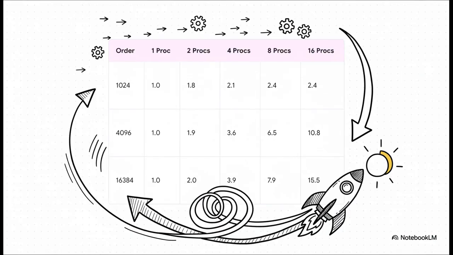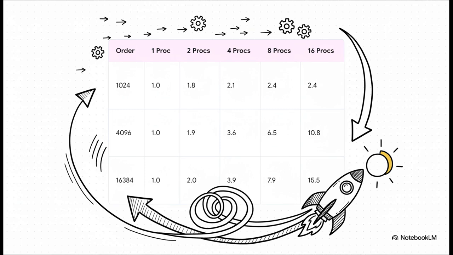Okay, check this out. This table shows us the speedup. That's how many times faster our parallel program is than the original. Now look at that top row. For a small problem, yeah, we get a little faster, but the gains kind of level off. But now look at the bottom row. For a much bigger problem, with 16 processes, we are running 15.5 times faster. That is almost perfect speedup.